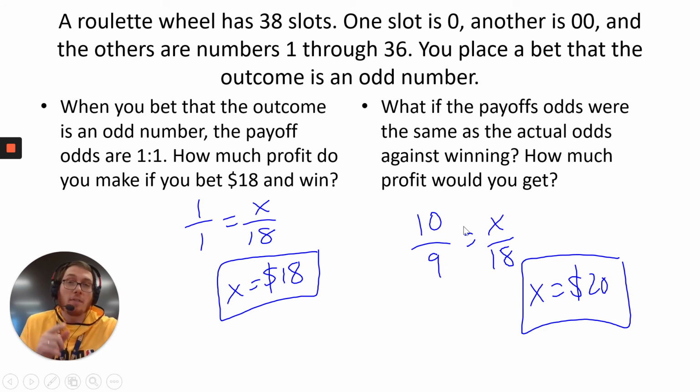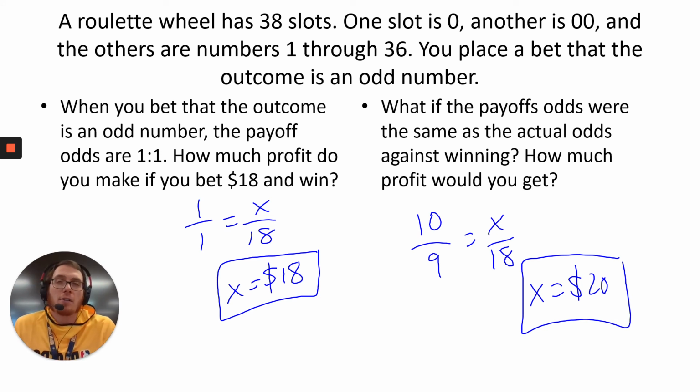But if the payoff odds were what they should have been, it should have been a 10 to 9 ratio as opposed to a 1 to 1 or a 9 to 9 ratio. If you were to cross multiply that and solve, it should have been $20. So instead of the 18, I should have got 20. Well, where'd the extra $2 go? The company keeps it to make sure they make a profit.